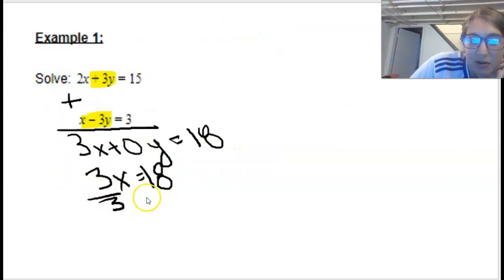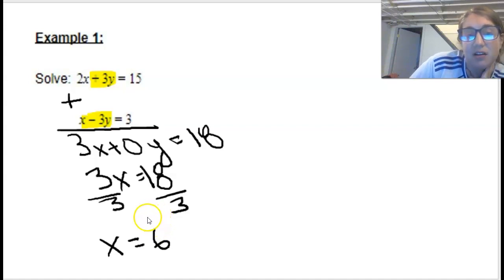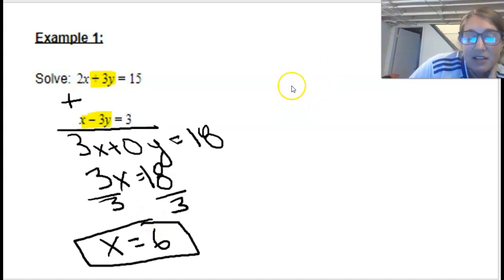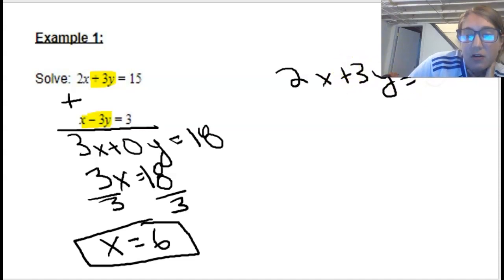So divided by 3, x equals 6. However, I am not done because I need the x and the y value, so that's part of my answer. I can solve for my y by plugging my x back into any of the equations above. I'm going to plug it into this one.